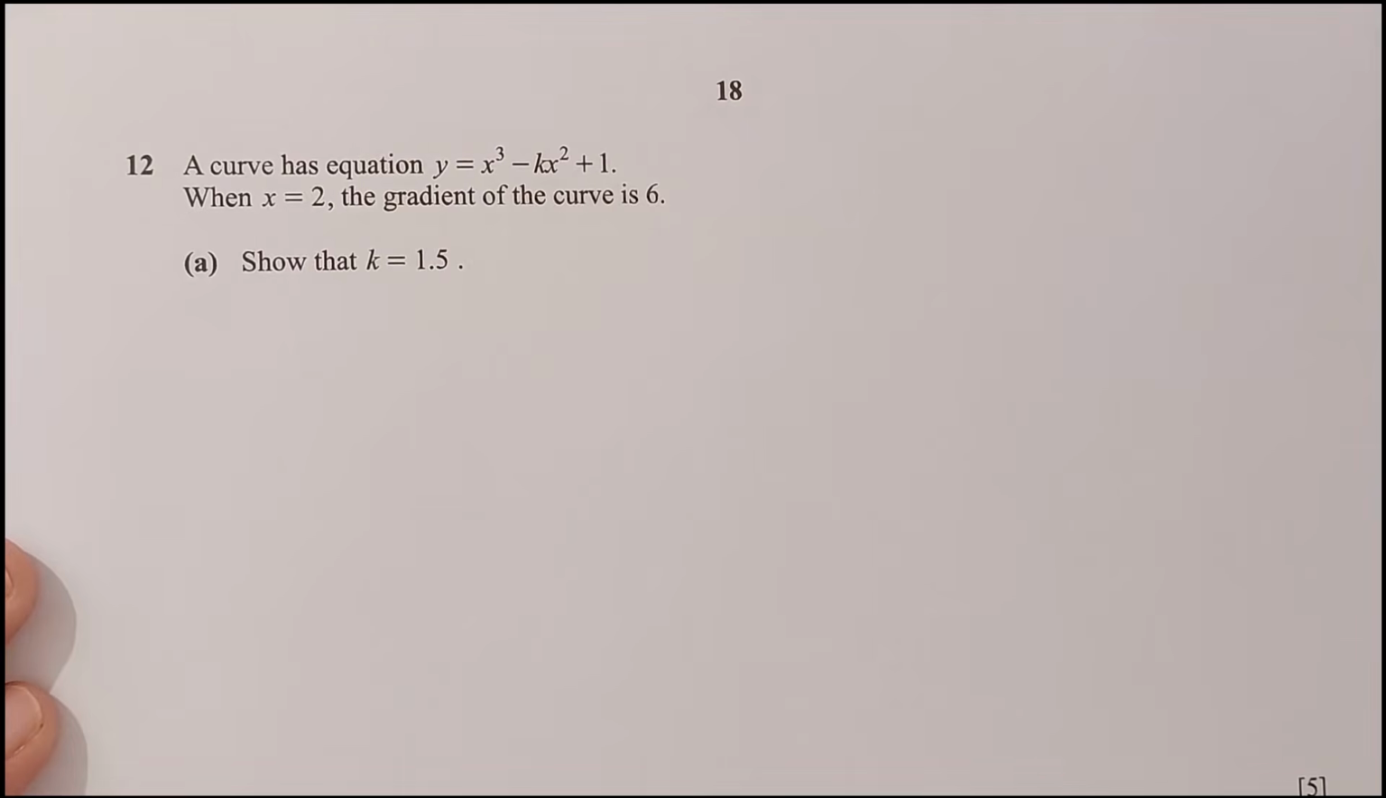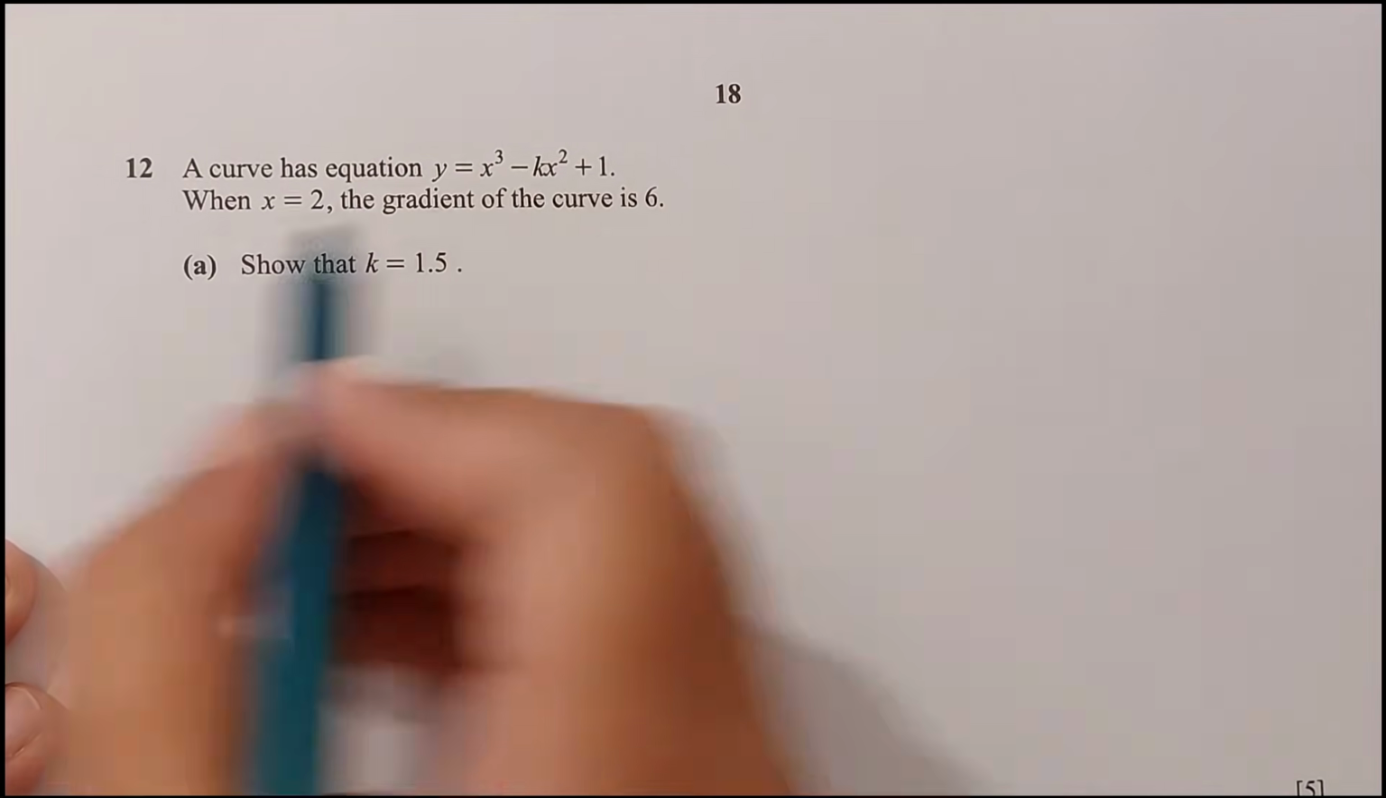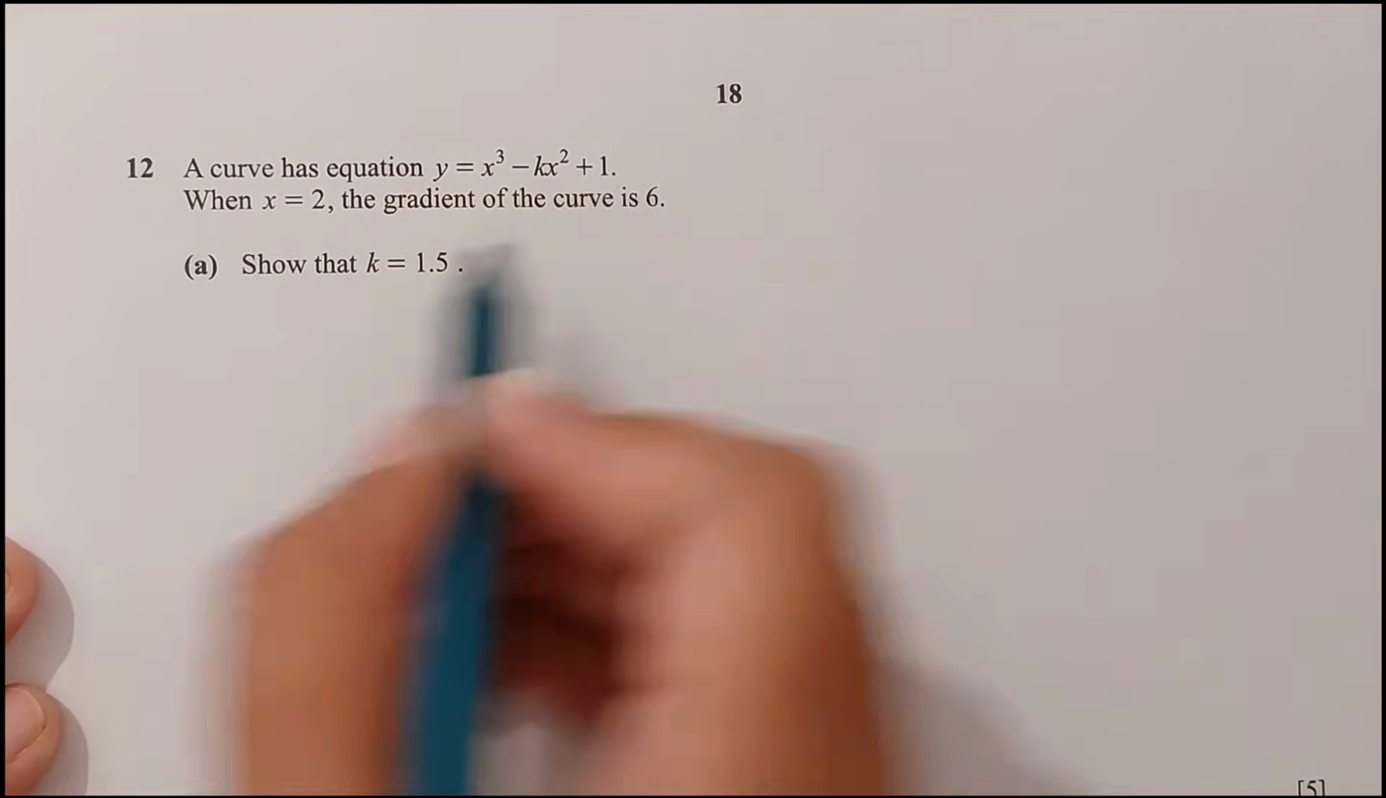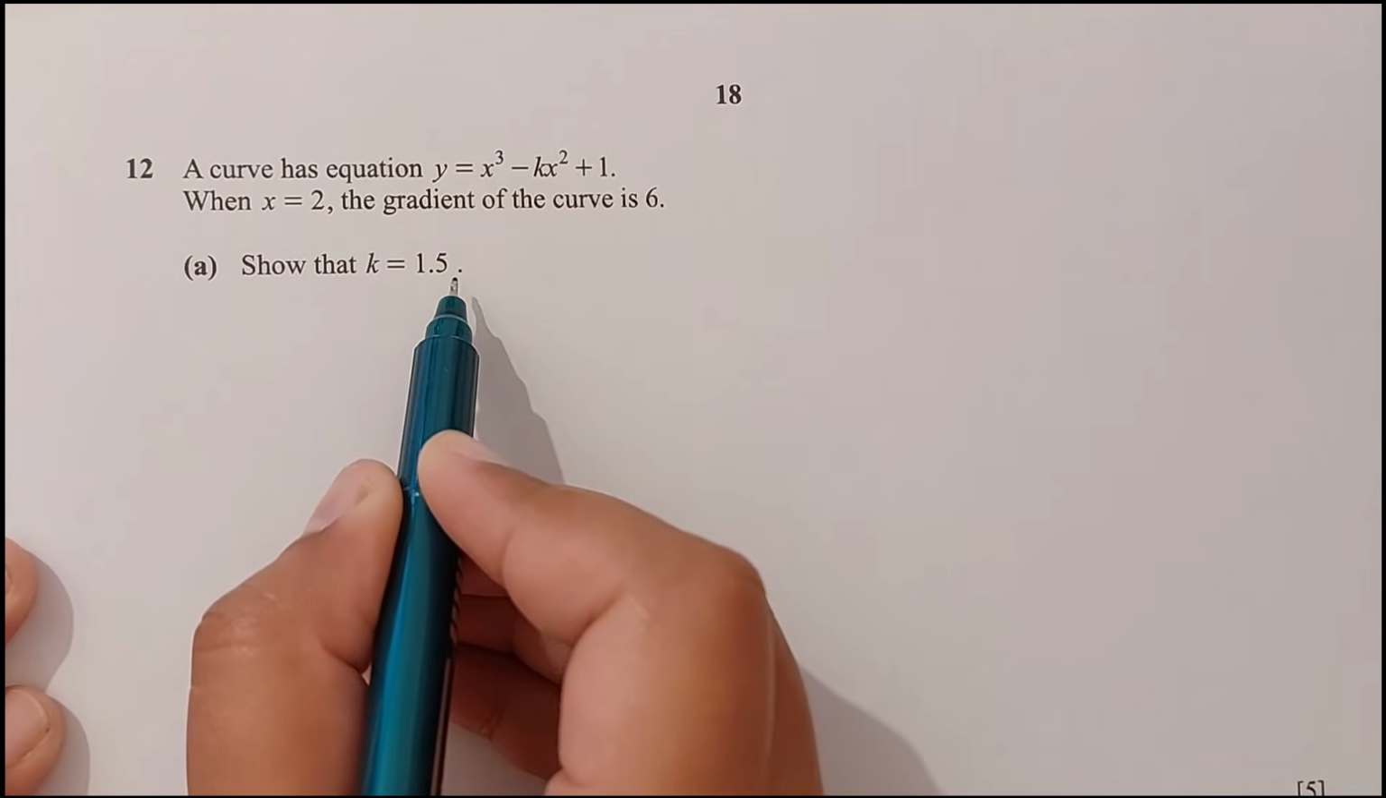Question number 12. A curve has equation y equals x cubed minus k x squared plus 1. When x is 2, the gradient of the curve is 6. Part A, show that k is 1.5.